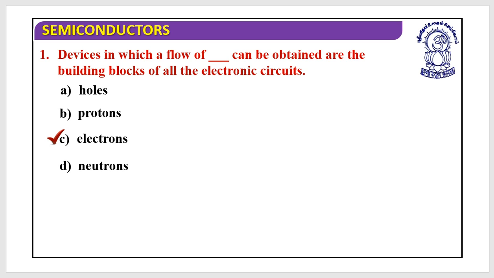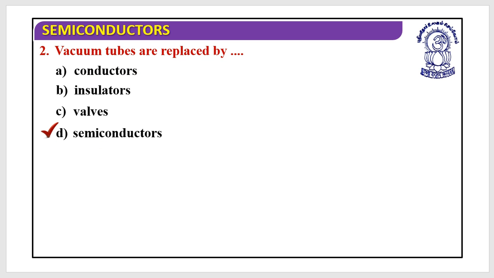Let's have certain quick questions. The question is, devices in which a flow of blank can be obtained are the building blocks of all the electronic circuits. Yes, devices in which a flow of electrons can be obtained are the building blocks of all the electronic circuits. Next, vacuum tubes are replaced by, yes, tubes are replaced by the semiconductors.